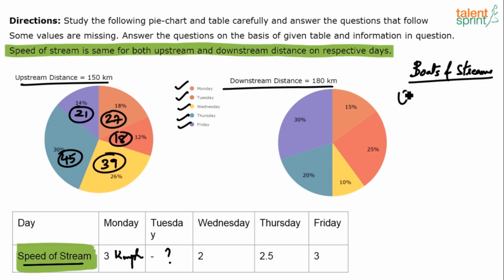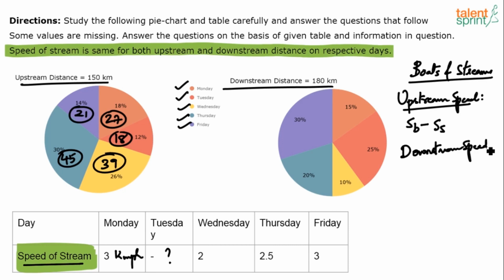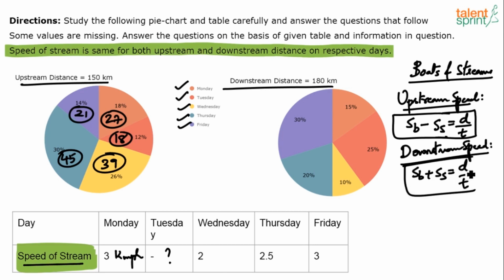So upstream speed, how do you calculate the upstream speed? Upstream speed is equal to speed of the boat minus speed of the stream. What is downstream speed? Downstream speed is speed of the boat plus speed of the stream. So these are the two important points that you need to know. And everything else remains the same. Speed is equal to distance by time, right? So whether it is upstream or downstream, the overall speed, SB minus SS, should be equal to distance upstream by time upstream. Similarly, downstream speed, SB plus SS, should be distance downstream by time taken to cover that downstream distance.